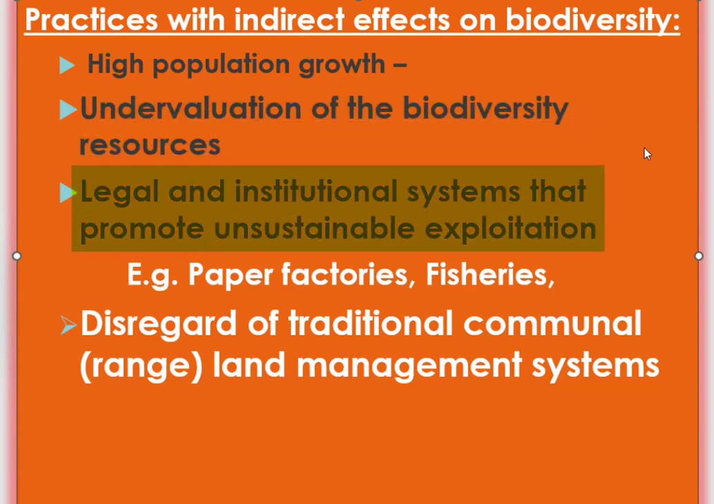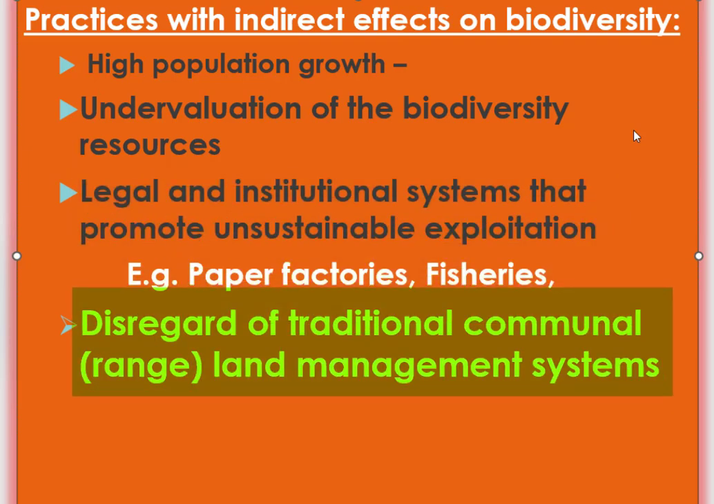The third one, legal and institutional systems that promote unsustainable exploitation of resources. This results in big companies being able to make big profits from exploiting Ethiopian resources in non-sustainable ways. Biodiversity resources will not be there in the future as a result of these practices. Companies like paper factories and fisheries.